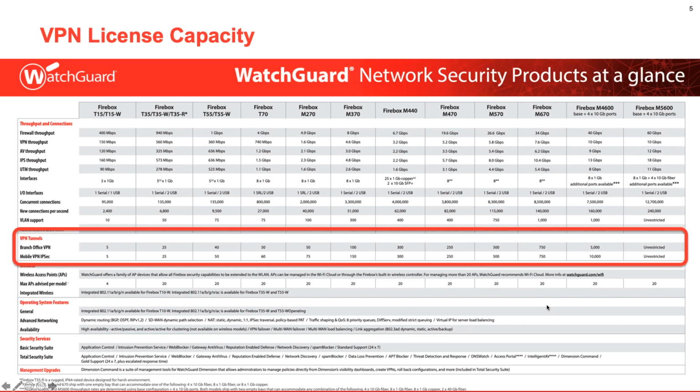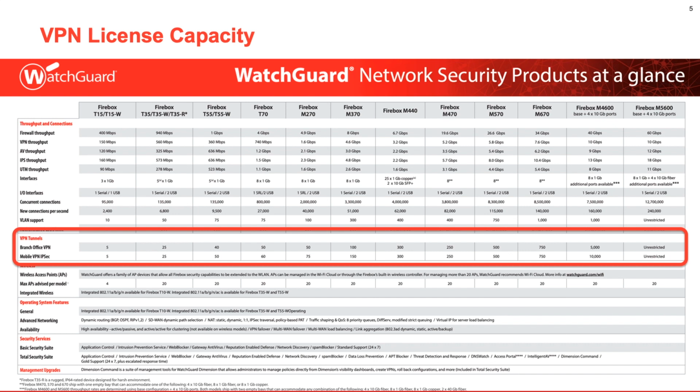Now, as you look at our product matrix, each one of our firewalls, whether it's physical or virtual, comes with a set of VPN licenses at no additional cost. So you can see here we have our VPN tunnel count, branch office VPNs, and mobile VPN IPsec. There's nothing you can do to increase that count. You can't purchase additional licenses. So if you bought a Firebox T15, you only have 5 licenses, and those are total, meaning SSL and IPsec both count towards your 5 license count.